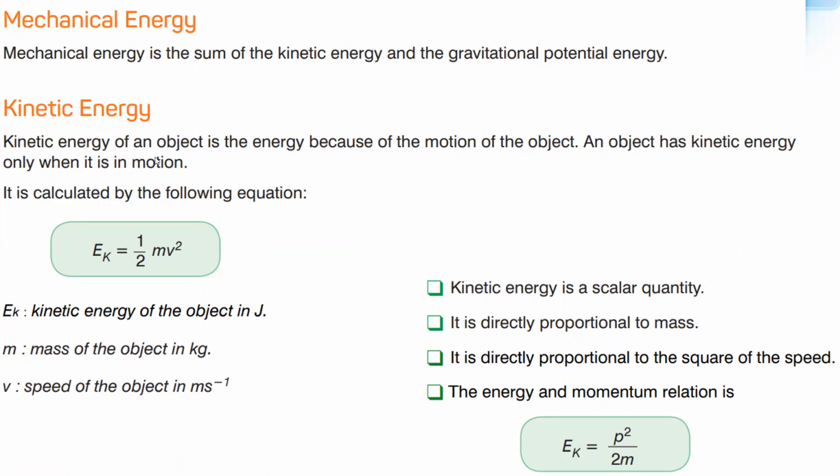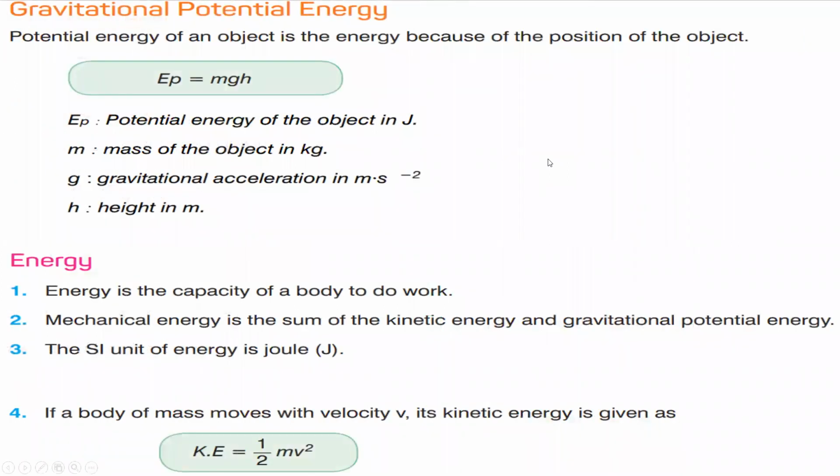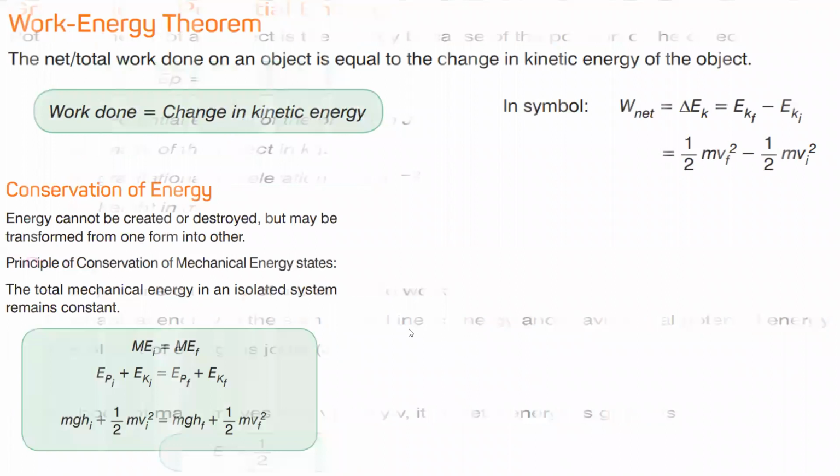Kinetic energy of an object is just the energy of motion, and the formula is here. Another kinetic energy formula we can get with momentum. Gravitational potential energy is stored energy, m times g times h, and it depends on height. Energy is the capacity of a body to do work, and mechanical energy is the sum of the kinetic energy and gravitational energy. You know that. The SI unit of energy is joules. So we can carry on.